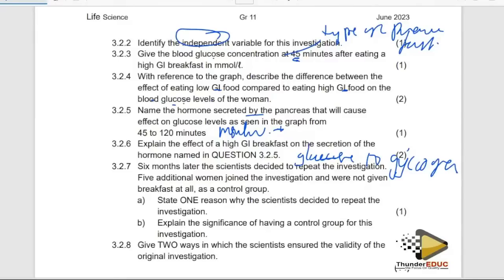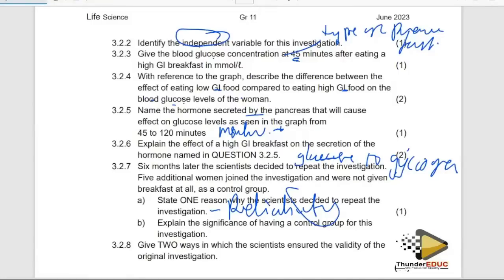Yes. And I think that 6 months later, scientists decided to repeat the investigation for 5 additional women who joined the investigation and were not given the breakfast at all, as a control group. State one reason why scientists decided to repeat the investigation. Why? When you repeat the investigation, you are basically increasing the reliability.